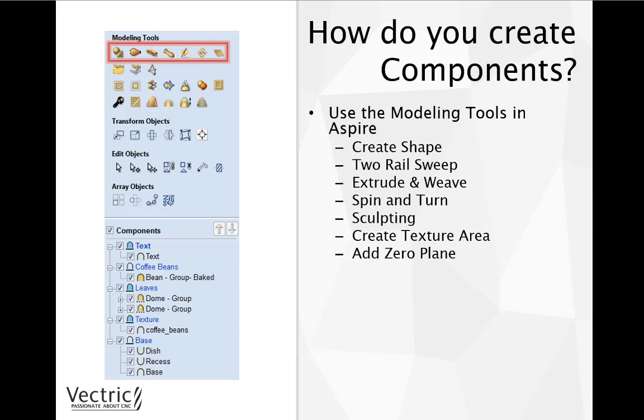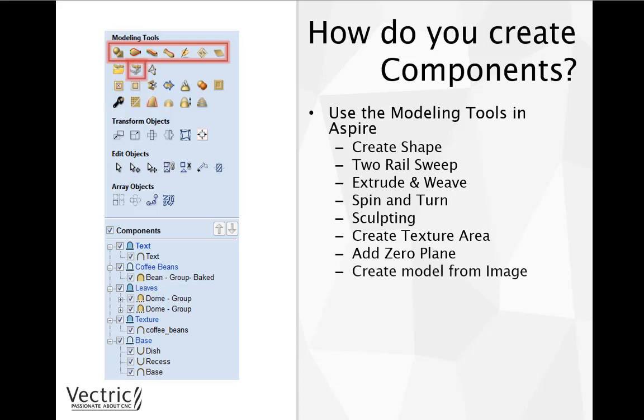We could look at using spin and turn to create spun or rotated shapes. We can also look at sculpting, whereby we can edit a shape as if it were virtual clay. We also have the create texture area tool that will enable us to create pattern components. And then we have the add zero plane that will just create a flat plane that has a height of 0. We also have the ability to create a model from an image, and this is good for generating component textures.